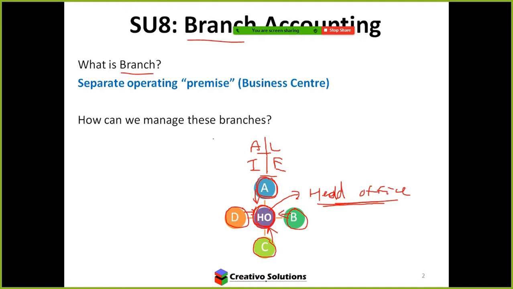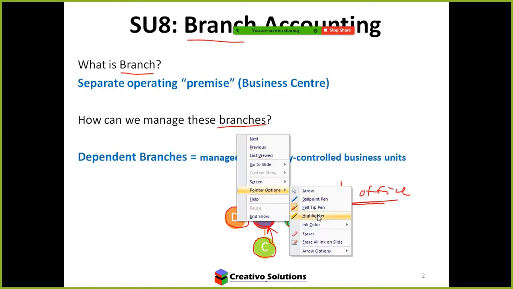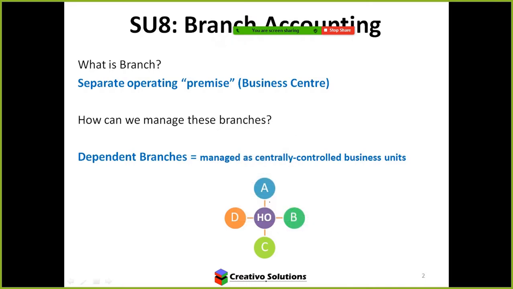Okay, Unit 8, second question. How can we manage these branches? We already spoke about it: head office. They're dependent on head office. In other words, any resources or assistance that A, B, C, or D requires in terms of being a branch needs to be provided by head office. If branch A requires more stationery, or B requires more inventory, or C requires more cash, all of those resources are provided to the branch from the head office.